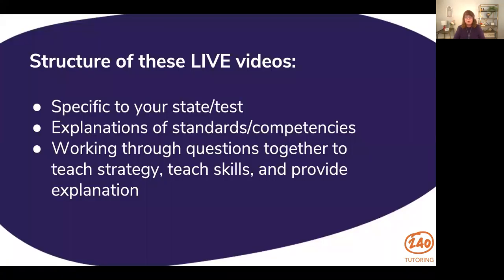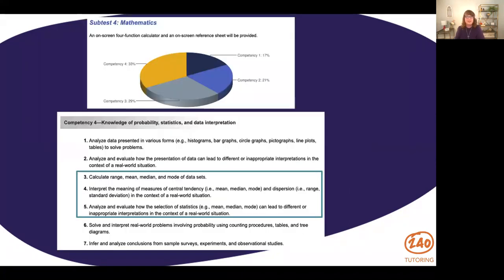So remember, this is specific to your state, your test. I'm going to go over the competencies, those standards, walk you through some strategy, do a little teaching, and provide some explanation. So let's take a look at what we're looking at today. So this is competency 4. And normally I kind of split them in half, like I take the top half and the bottom half. But I tried to pull apart the things that worked well together. And there are lots of questions in the released preparation materials that look at just these 3 things. And so that's what we're going to look at today.